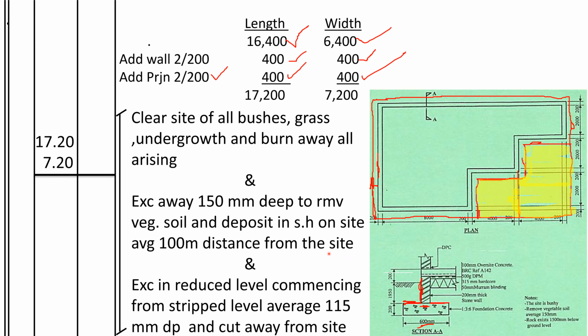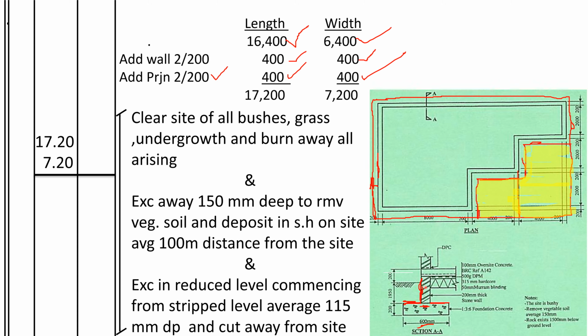And also the same area, we shall reduce the level. How do we know how much we shall reduce the level? We shall come and add all these layers here. For the concrete, 100. For D.P.M, it has no thickness. Hardcore is 315. Then Murram 50. So 315 plus 50, 365 plus 100, 465. For 465 up to the top of the slab, up to the ground level is 200. For 465 minus 200, it's 265.